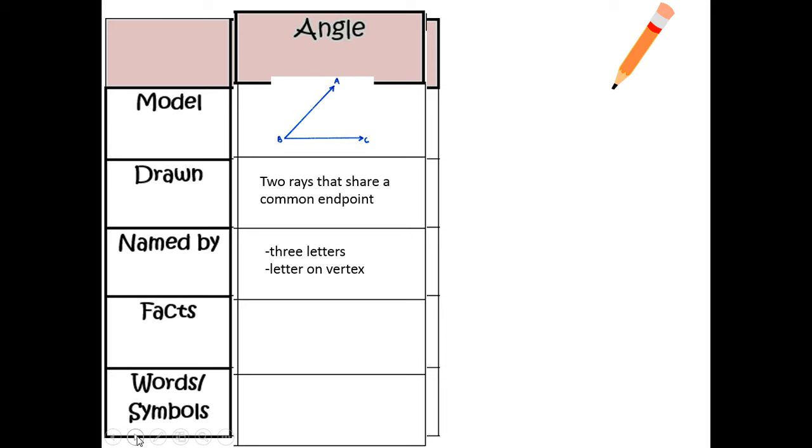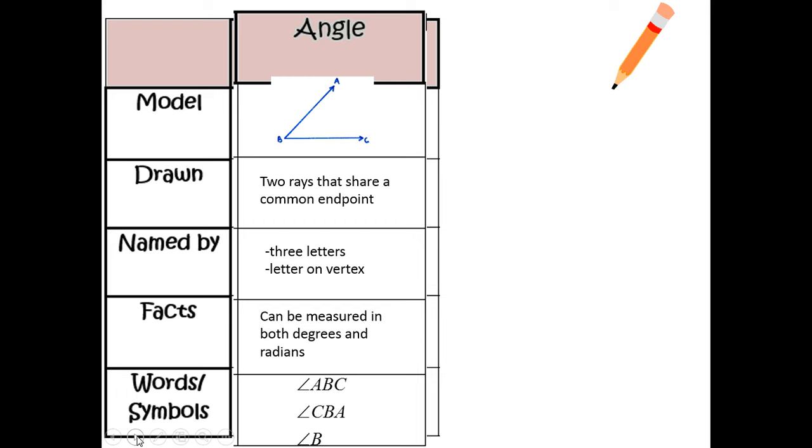It's named by 3 letters most of the time. Or you can name it by the letter on the vertex if there's no confusion, such as another angle B in the picture that could be that angle. It can be measured in both degrees and radians. You might be familiar with measuring angles in degrees. Measuring angles in what's called radians is something that will probably be new to you and something that enriched geometry does quite a bit.